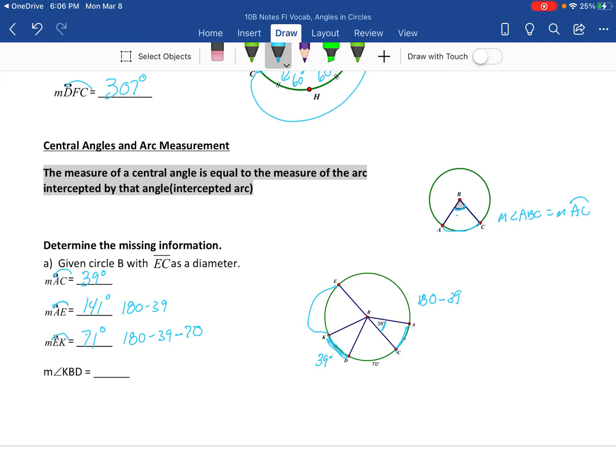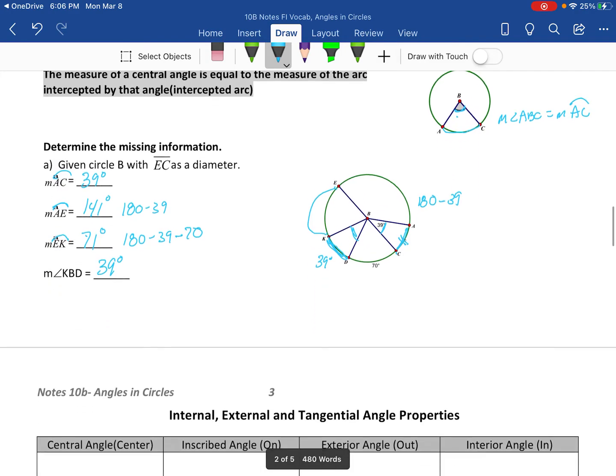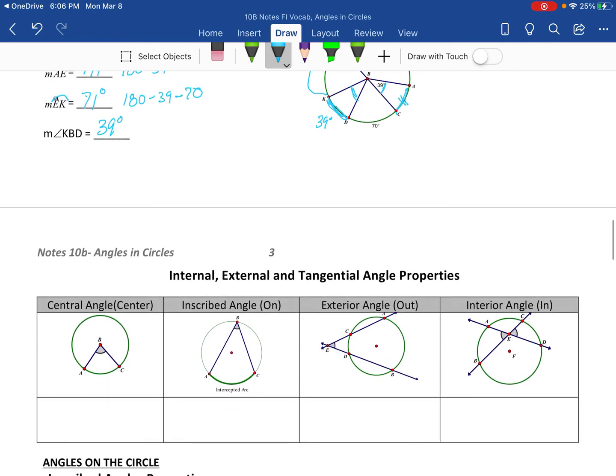And the measure of angle KBD, well, if this arc is 39 degrees because it's the same as this arc, then this angle must also be 39 degrees. So the measure of a central angle is equal to the measure of the intercepted arc.